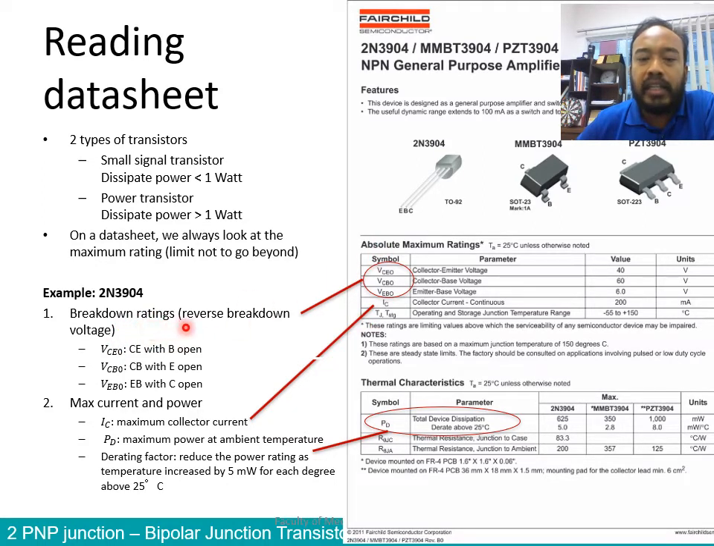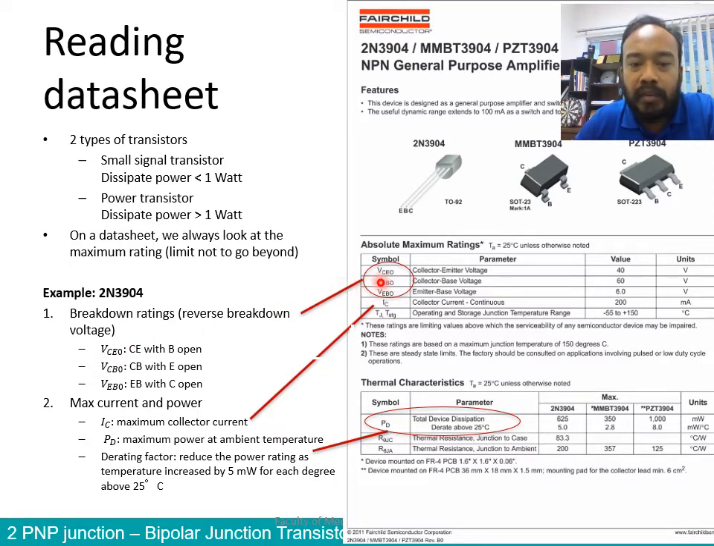The voltage in reverse would break your PNP junction. If you put a voltage across that junction, so there are three junctions between CE, CB, and EB, and you go beyond this voltage, then you will damage your transistor. So there is this reverse voltage, for example, written here as VCEO.